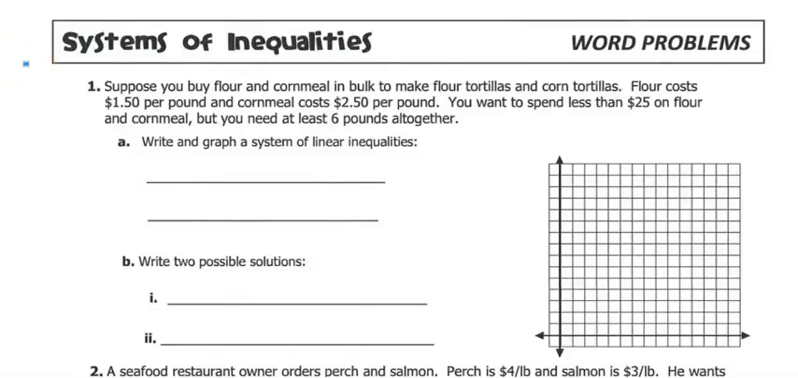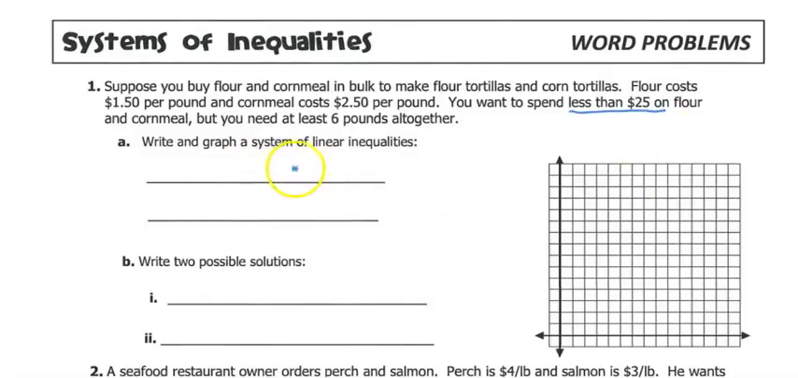All right, 6.5. Now we're going to do word problems with inequalities, okay? We want to do the same thing. We want to look for our two totals. So we're buying flour and cornmeal to make tortillas. They give us the cost, all right? We want to spend less than $25.